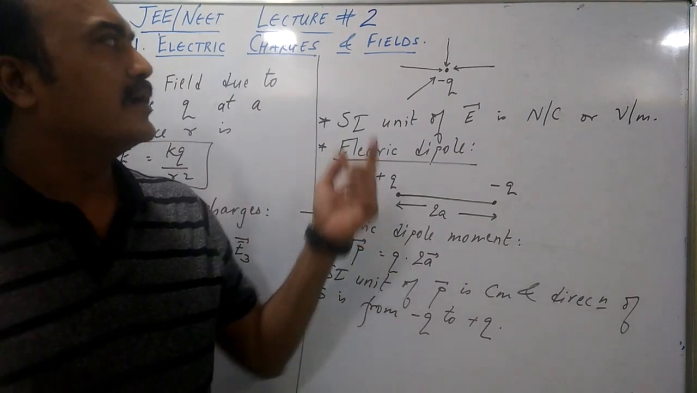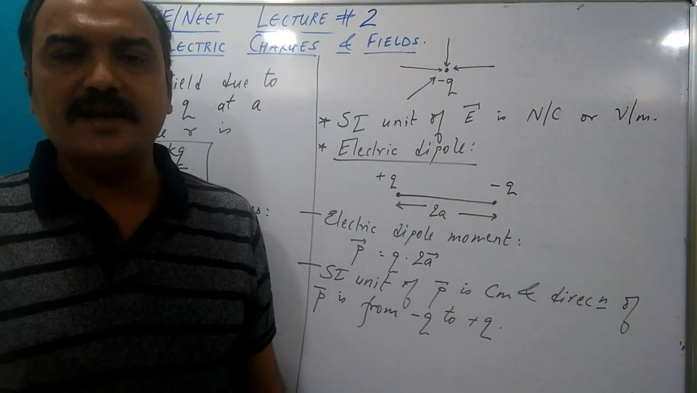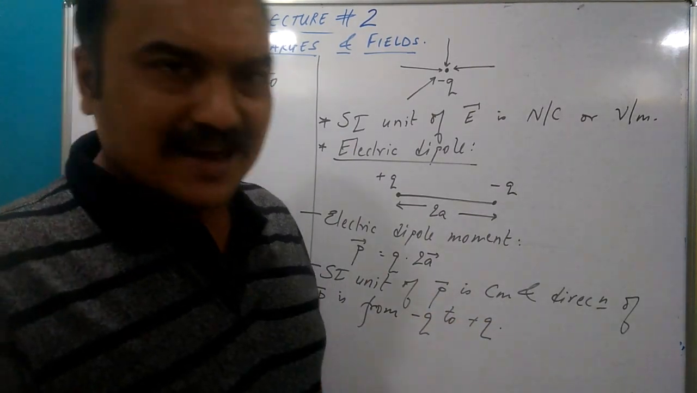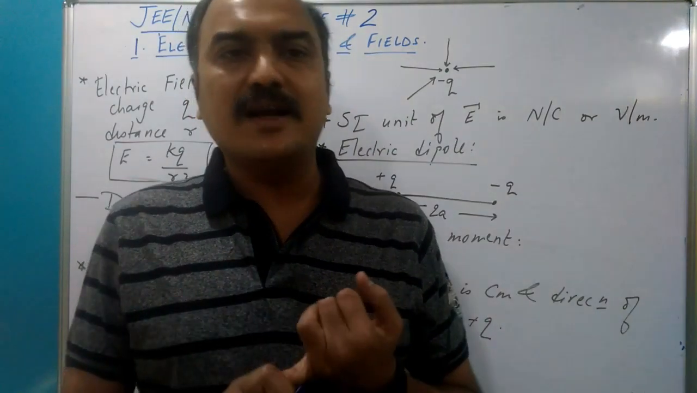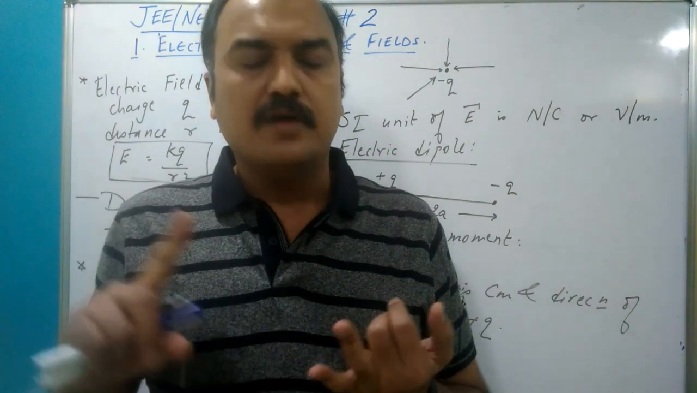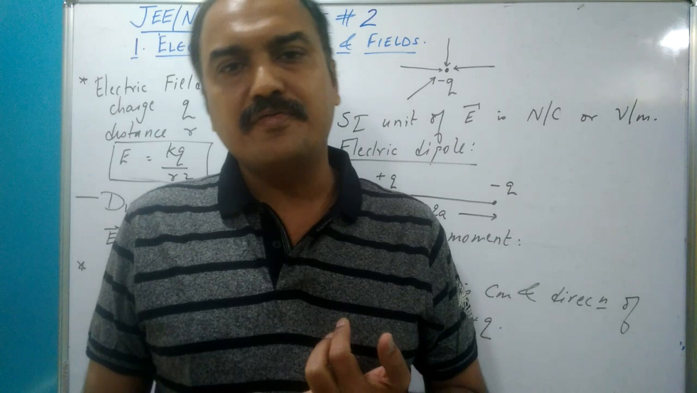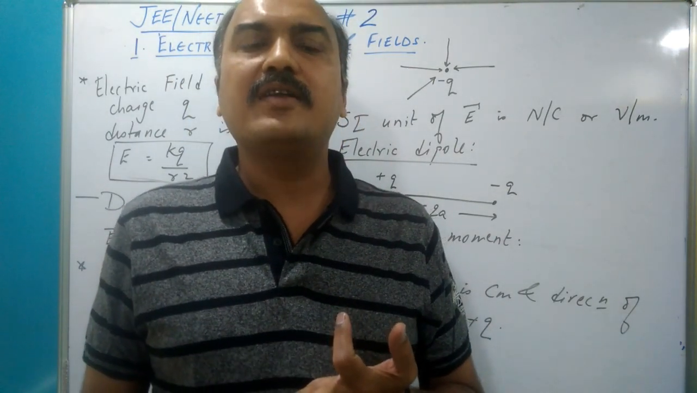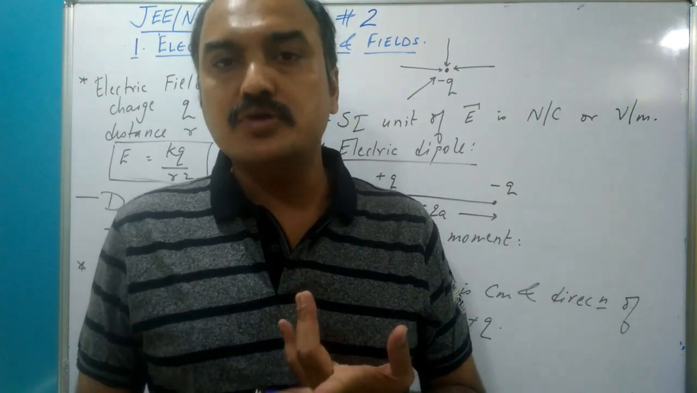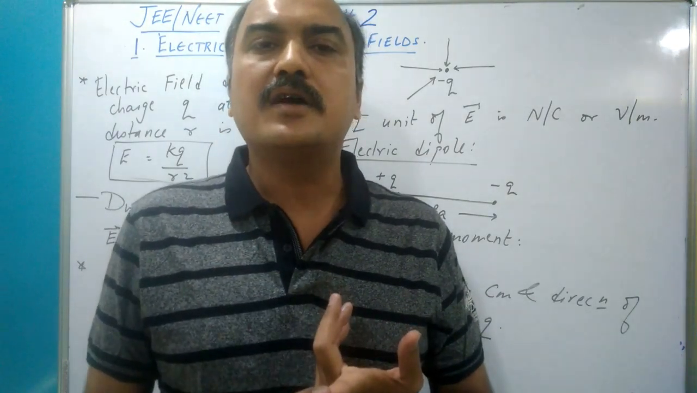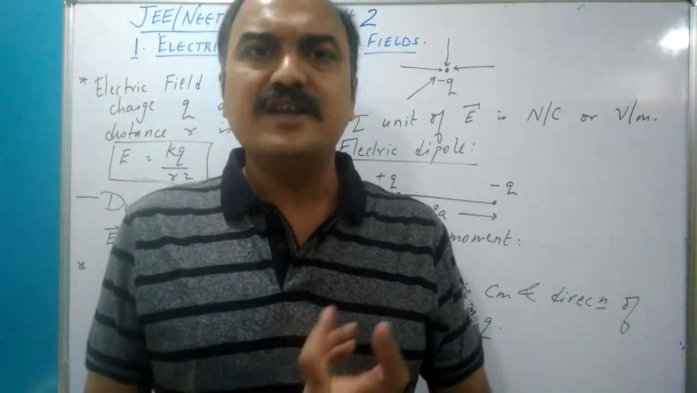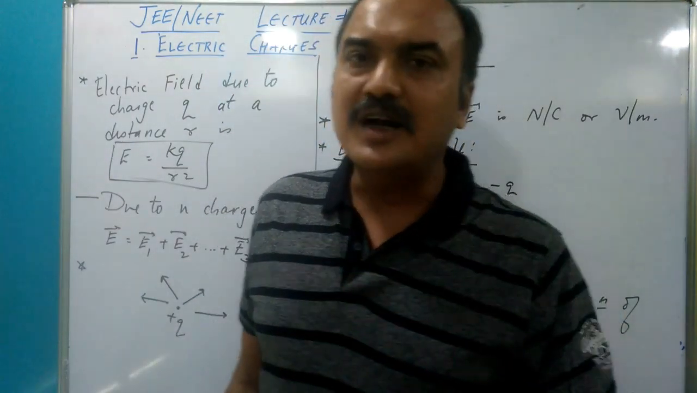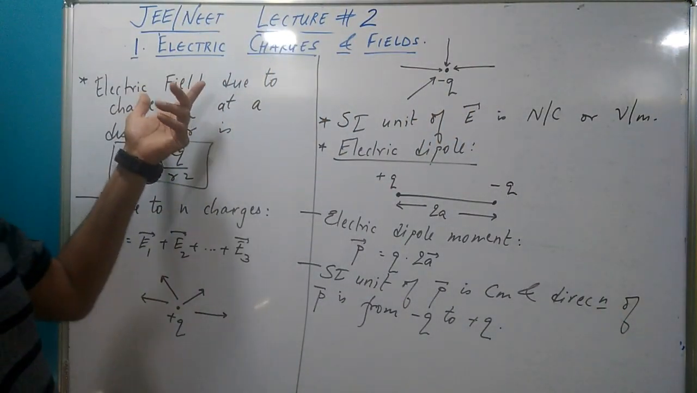Last time we did lecture number 1 of JEE NEET for electric charges and fields. This is lecture number 2. In this lecture, we are going to primarily deal with electric field, its properties. We are going to deal with electric dipole, the field due to dipole, and the behavior of the dipole. We are going to deal with electric field lines, and finally and most importantly, we are going to deal with continuous charge distributions: linear charge distribution, surface charge distribution, and volume charge distribution. To start the idea, let us move on.